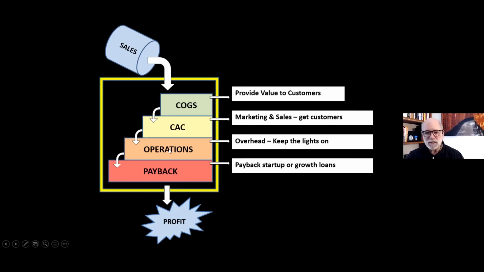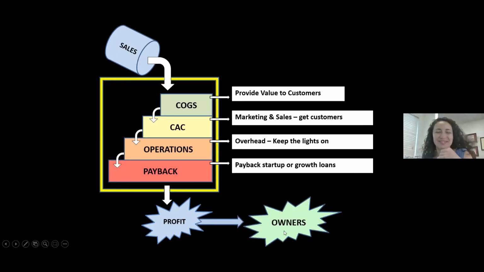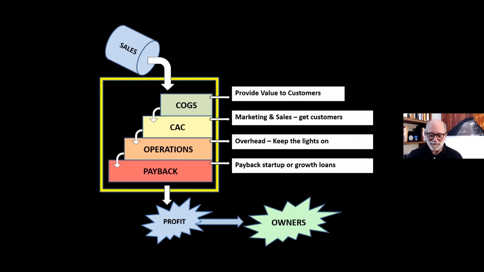The operations is the support function that we had in the earlier slide. You spend that on the overhead to keep the lights on, basically. And then there's one other category, which is payback, which is paying back any startup or loans that you have. You spent that loan money on one of the other three things, but now you have to pay it back. And then typically you look at this and you go, oh, profit, that's great, because you think that profit is all going to go to the owners, which is the whole point of being in business, is you're going to make some profit.